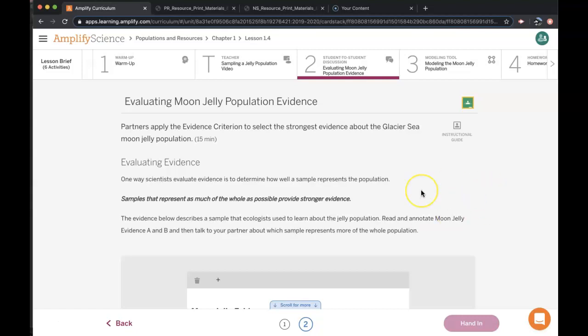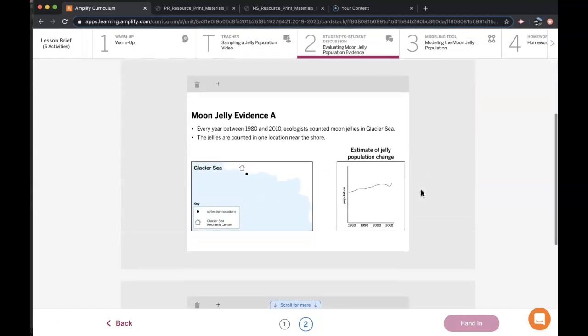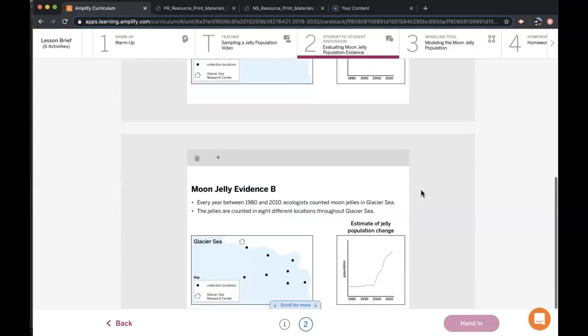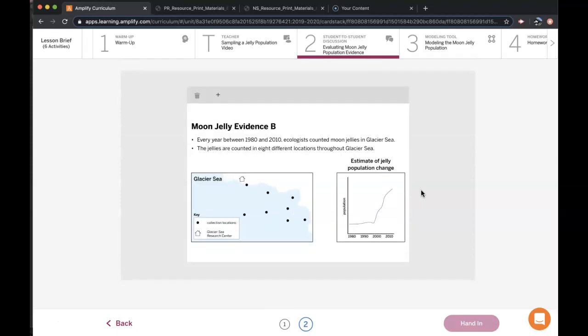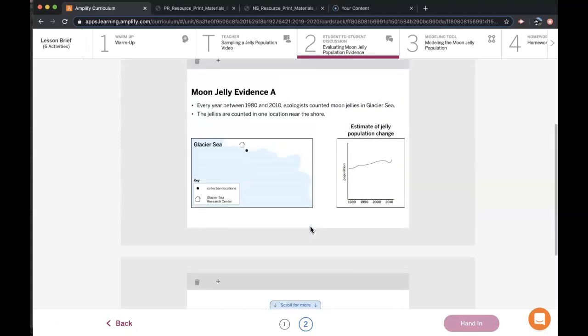So now that you have annotated the evidence cards and looked at the evidence cards, we're going to talk about them. So you should see that on moon jelly evidence card B, it represents the whole population because samples were collected at a greater number of locations. So every year there's samples collected in all these places on evidence card B, and in evidence card A it's only collected in one place.